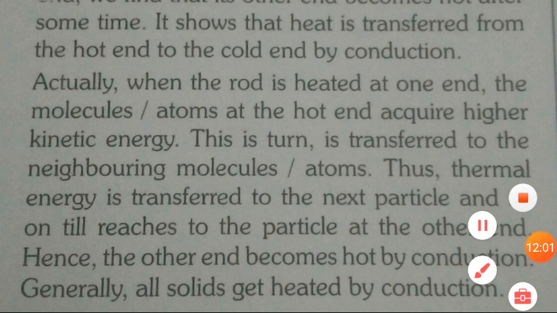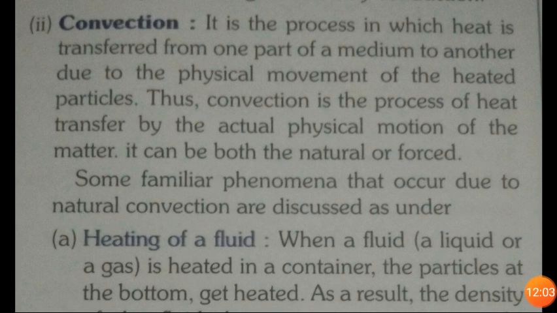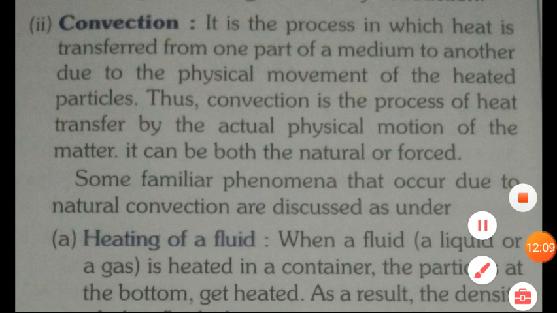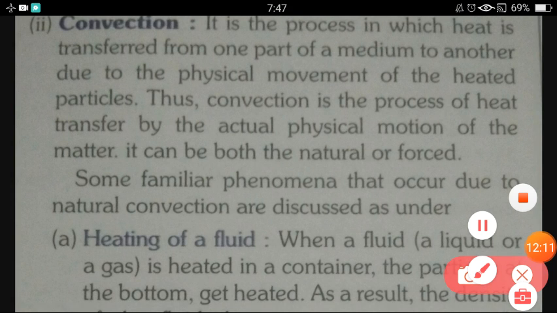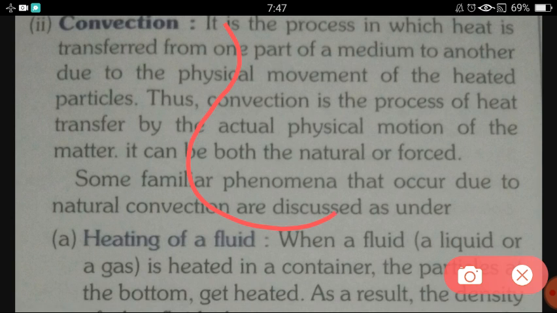Now let's move to the second mode. The second mode of transfer of heat is called convection. For convection, let us again try to understand it with one example. Suppose you have one container, and in this container water is filled.